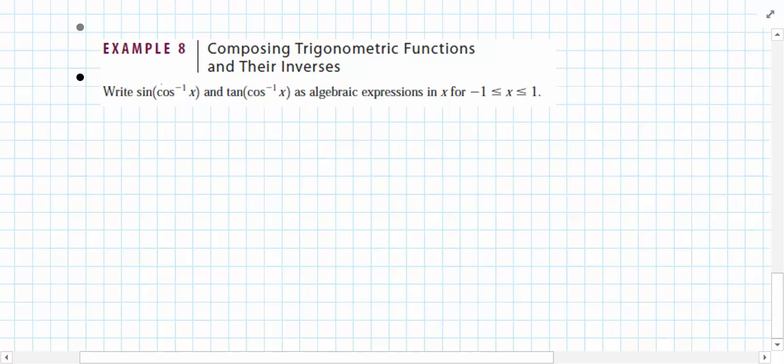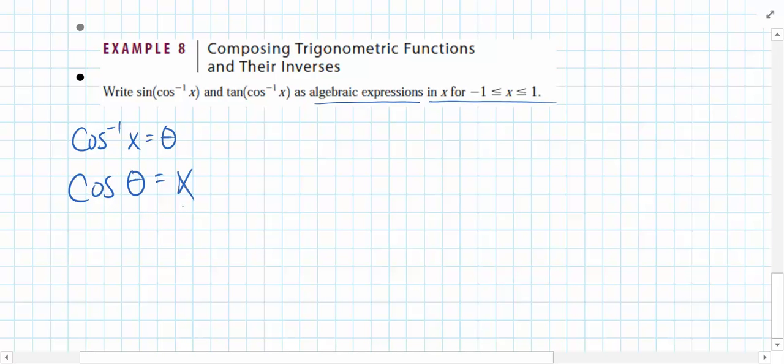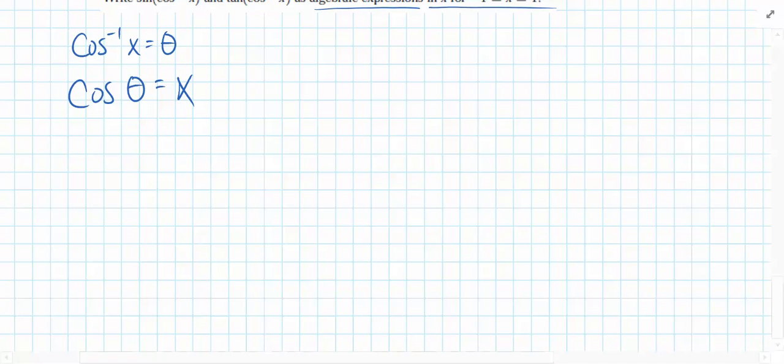In a similar fashion, we can complete example number 8 as well. Let's take this first one for example. We need to write sine of arc cosine of x as an algebraic expression in terms of x. So let's start off by saying this: cosine inverse, or arc cosine, of x must be equal to some angle measure theta. That would be the same as saying that cosine of theta is equal to some unknown value x.